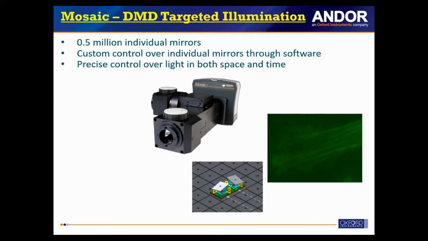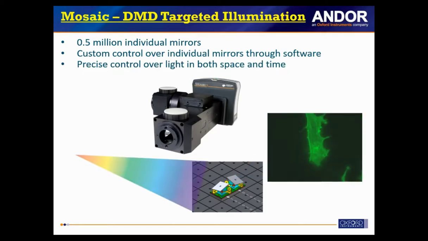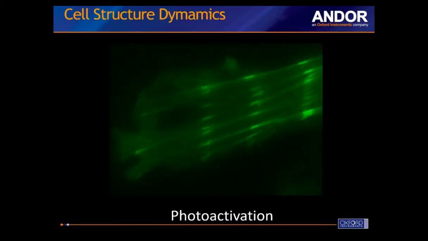It is composed of 500,000 individual mirrors. Those mirrors are controlled individually through the software, and this delivers a very precise control over light in both space and time, being able to illuminate different regions simultaneously. And this allows the illumination of different regions of a cellular structure at the same time. In this movie, you can see multiple regions being illuminated simultaneously with the Mosaic.